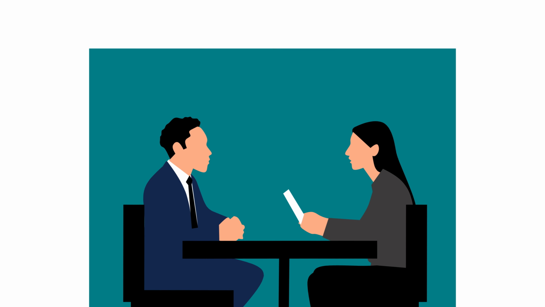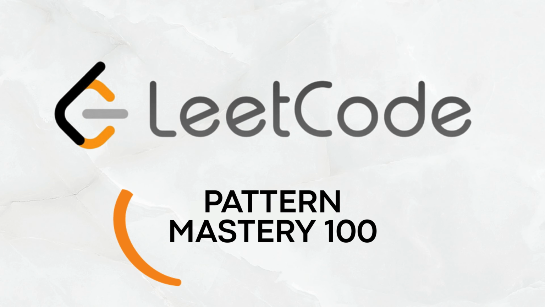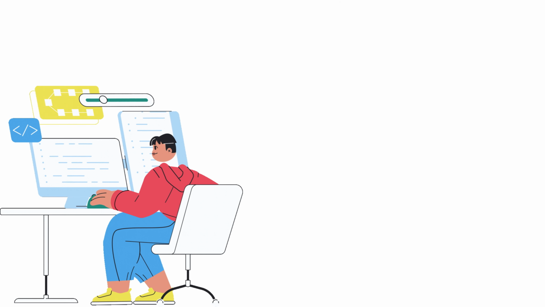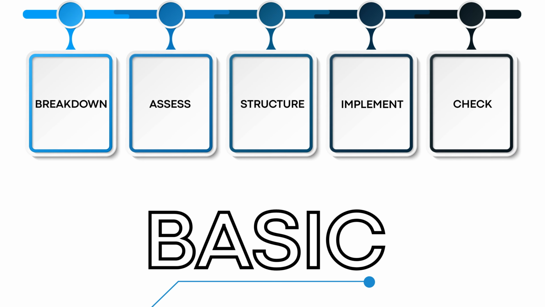Here's a sneaky screen classic, Ransom Note. It looks trivial, just letters, but interviewers use it to test whether you instantly reach for frequency counting instead of slow searches. Master this Pattern Mastery 100 problem and you'll crush dozens of "Can I build X from Y" problems in linear time. Let's knock it out with basic.